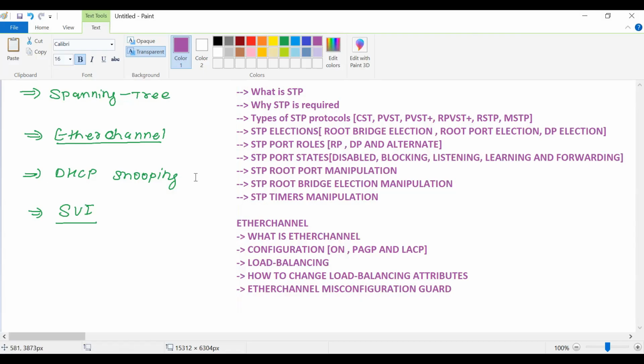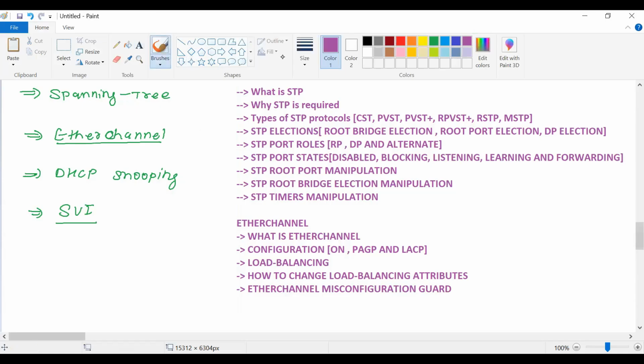I hope you have the basic idea of all of these topics. You have done your CCNP Core already, so I will not be digging into the details. I'll take you through all of these topics tomorrow. We'll cover STP and then we'll cover EtherChannel as well.